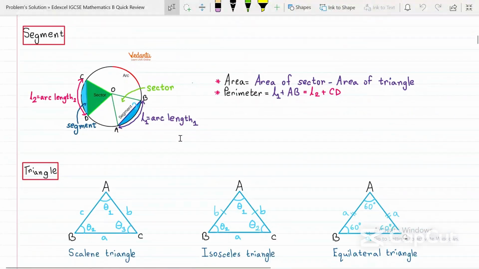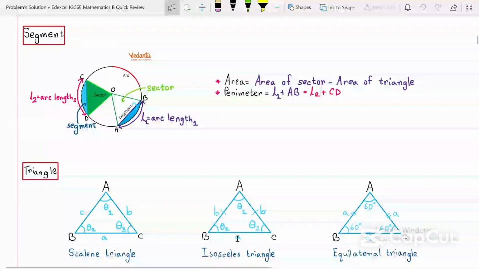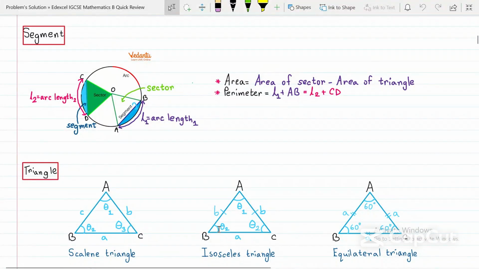So next we have a triangle. Here you can see the triangle. There are three types of triangles. First is scalene triangle, second is isosceles triangle, and the third is equilateral triangle. First we have the scalene triangle. In a scalene triangle, the three sides are of different length. Same goes for the three interior angles. Those three of them are different. In an isosceles triangle, you can see two sides are equal and the other side is different. Similarly, these two angles are the same and this angle is different.